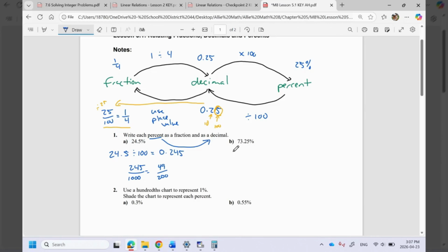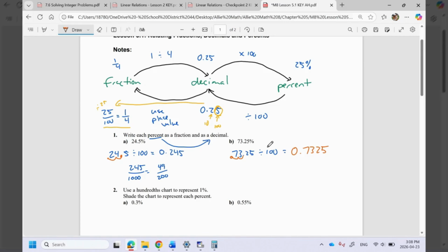And let's do our next one, 73.25. I want to go first to decimal as well, just dividing by 100. So up here, we're taking this step right here. We're going percent to decimal, dividing by 100. Notice over here, when we divided by 100, it moved the decimal over 2 spots, 1, 2. So we could do the same here. We could just move this decimal over 1, 2, and get 0.7325.